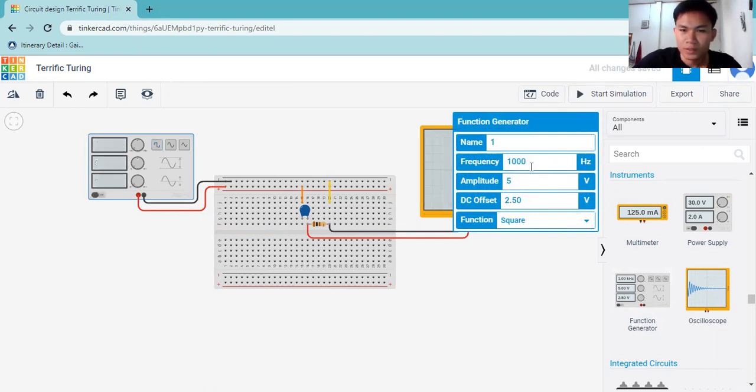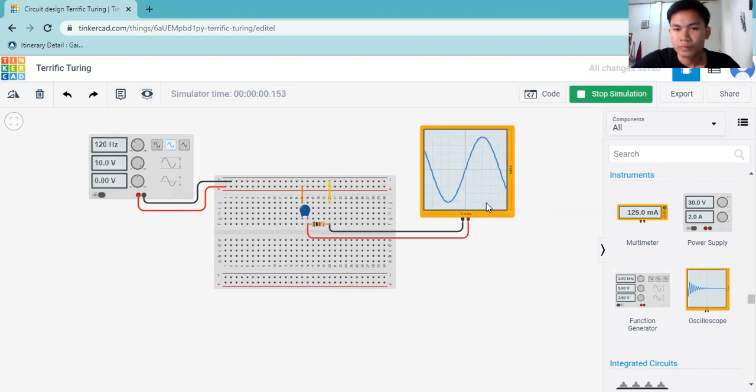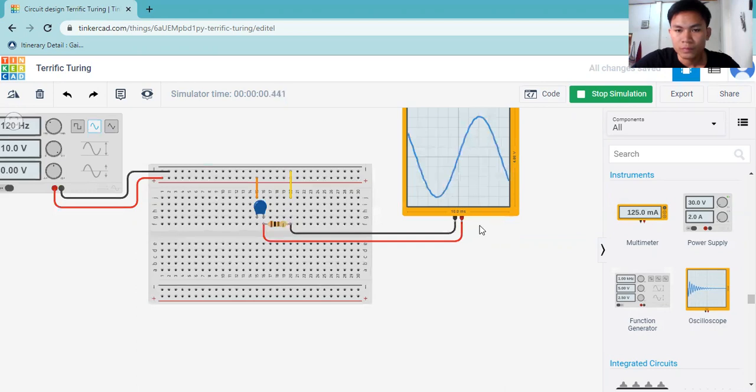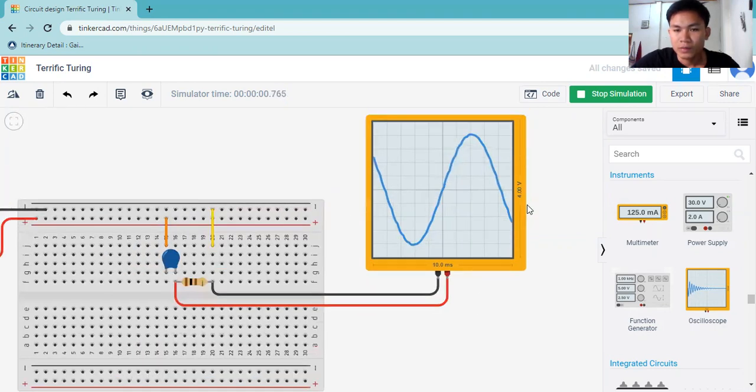We need to set this first: 100, 120, 10, 0, and this sign. So this is 10 millisecond and the voltage division is 4 volt.